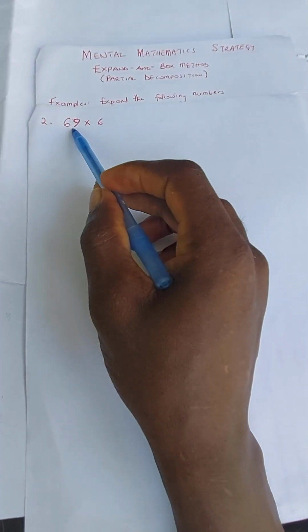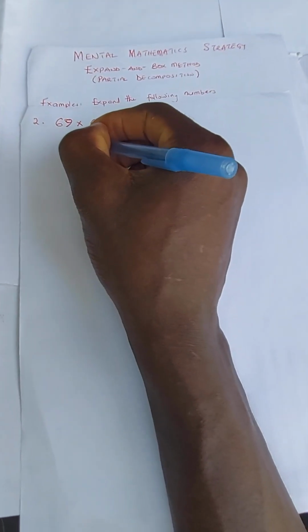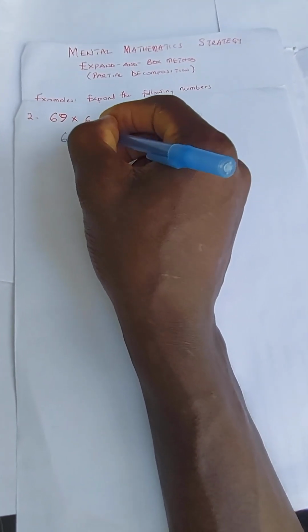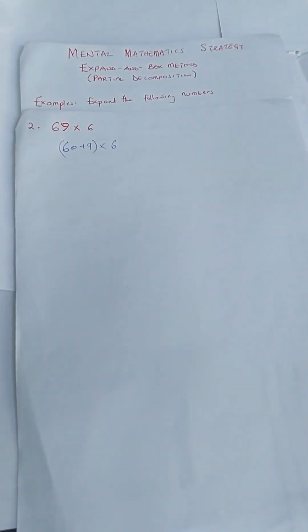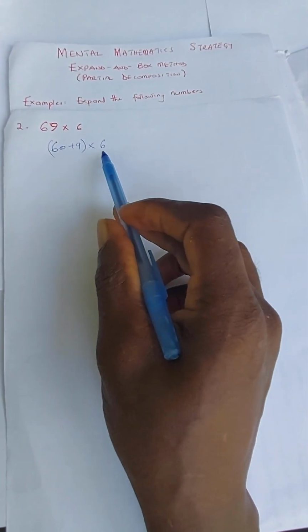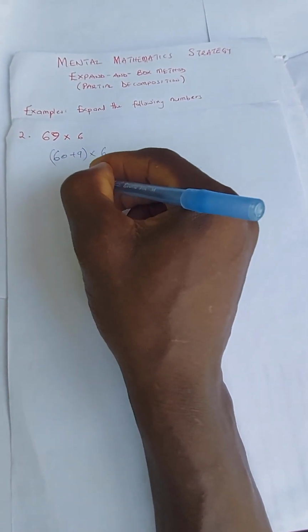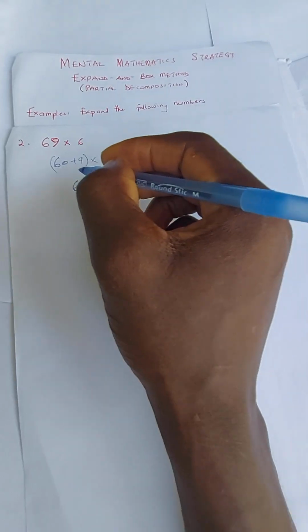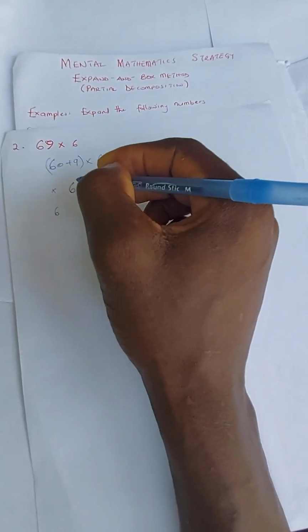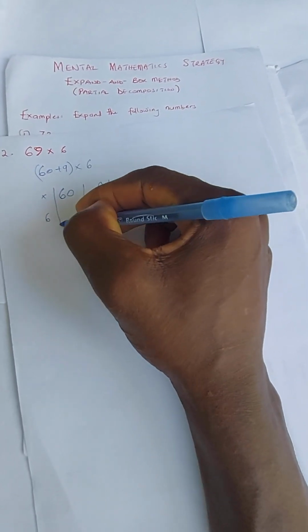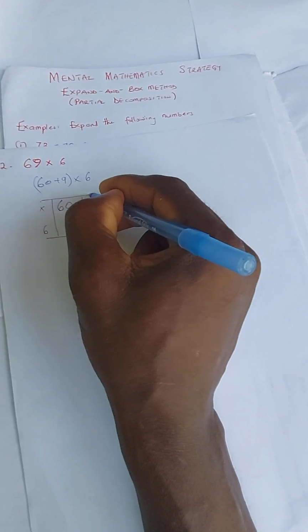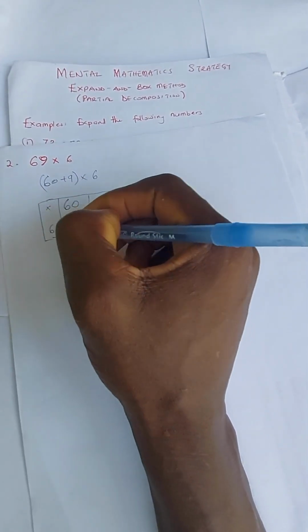So we will expand 69, and this gives us 60 plus 9. All of this times 6. So after expanding it, we put it in a box. Alright, so we get 60 and 9 times 6. Then we draw our box nicely around our numbers.